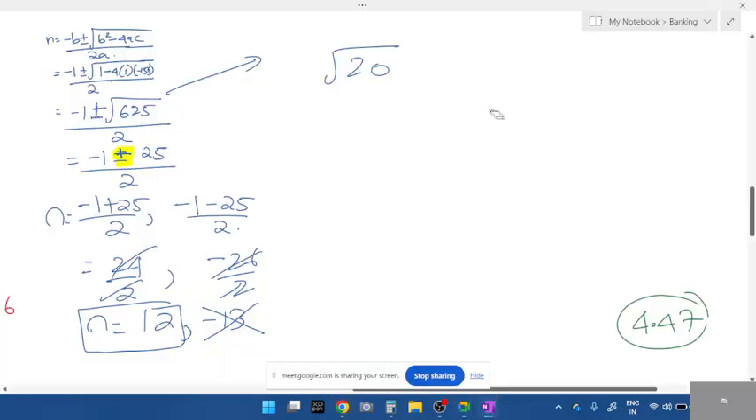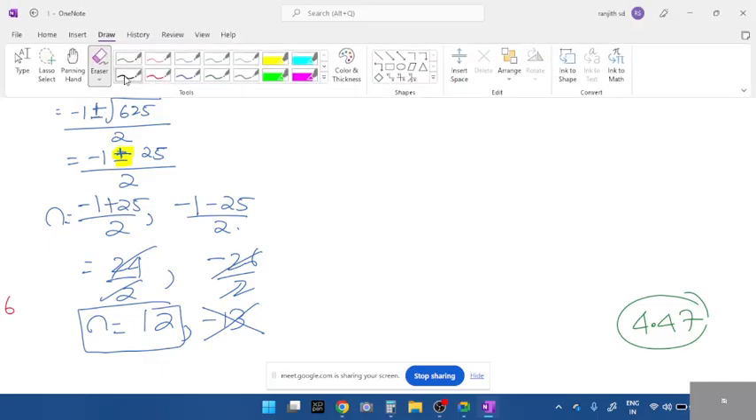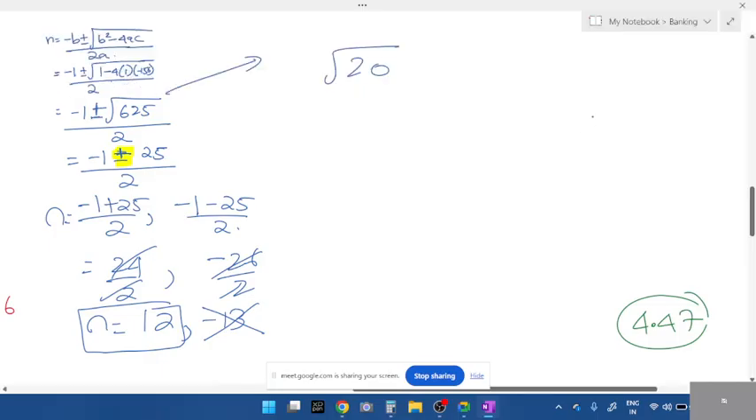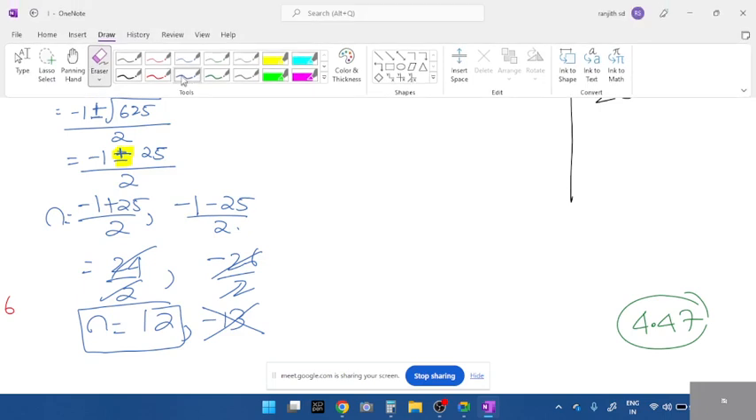Okay, I'll teach how to find the square root of 20. Can you see the screen, all of you? Can you see the screen? We use a method called long division, students. Long division. Now let me take 215.